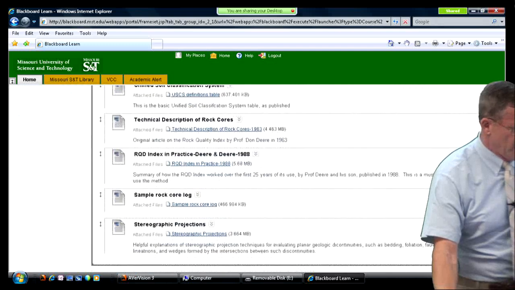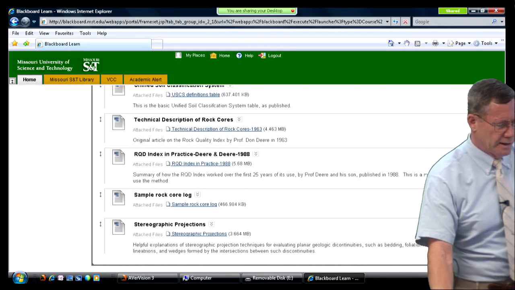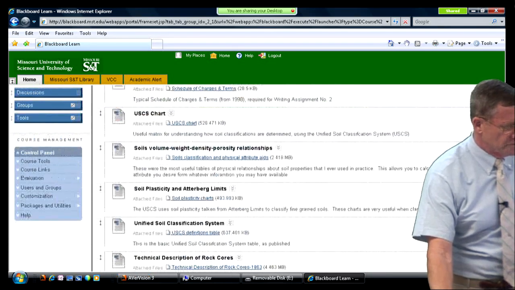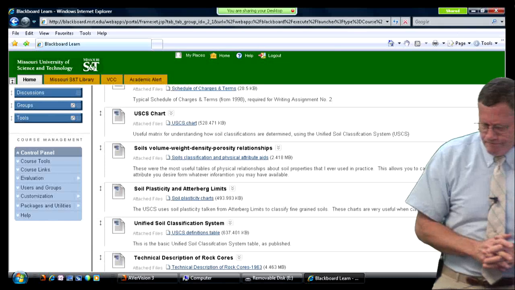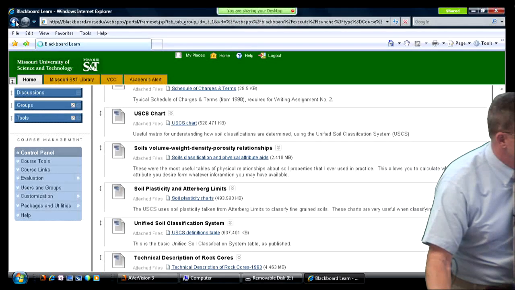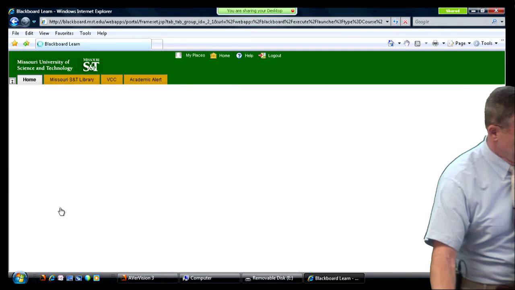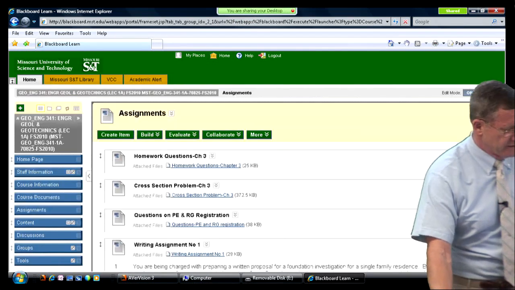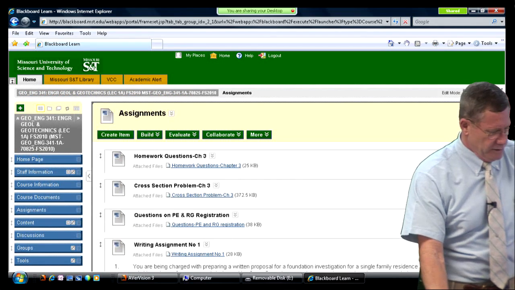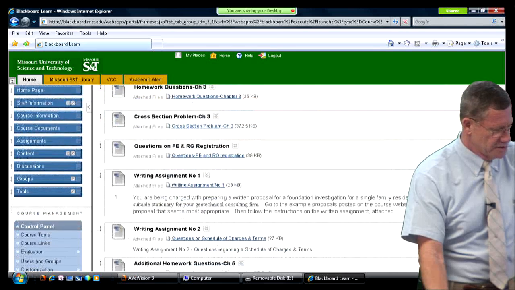Technical description of rock cores is stuff we're going to be doing later in the chapter on rock mechanics. And so these are the things you need for some of the assignments you're going to be doing here. Now let's go down and look at assignments. And it should have the Chapter 5 questions there. So there's your homework question, Chapter 3. And writing assignment number 1, which you should be starting on as well here soon.